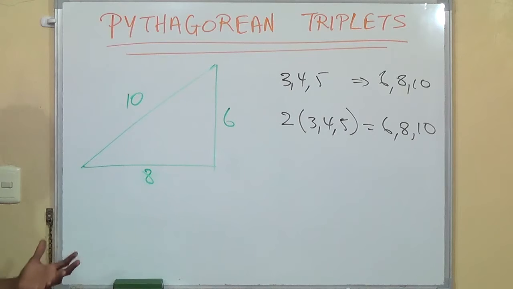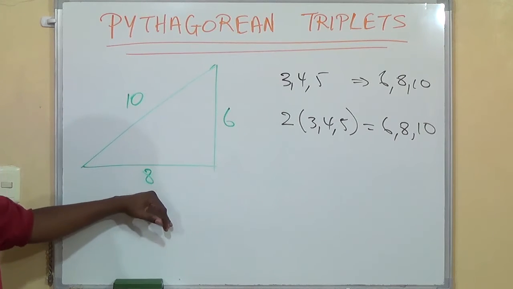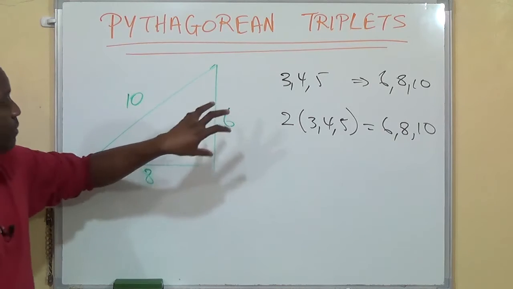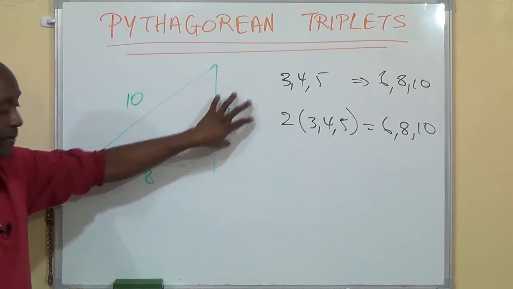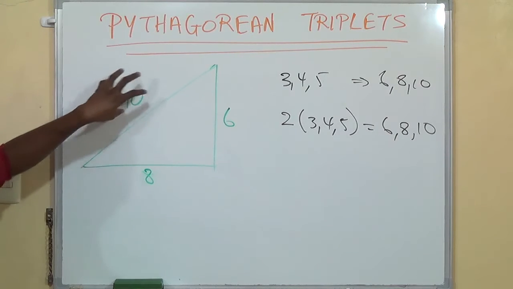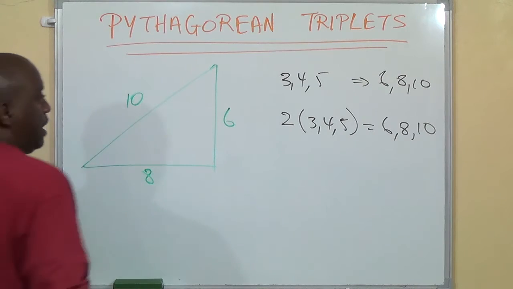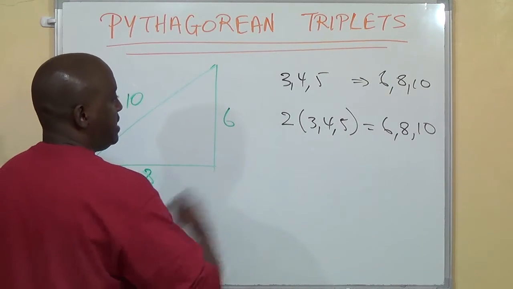By Pythagoras' Theorem, we know that the square of the hypotenuse is equal to the sum of the squares of the other two sides. So, check it out. 6 squared is 36. 8 squared is 64. 36 and 64 is, boom, 100. 10 squared is 100. And of course, we could multiply by any multiple.